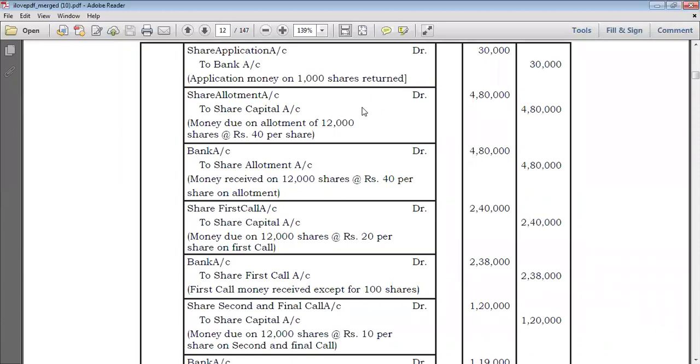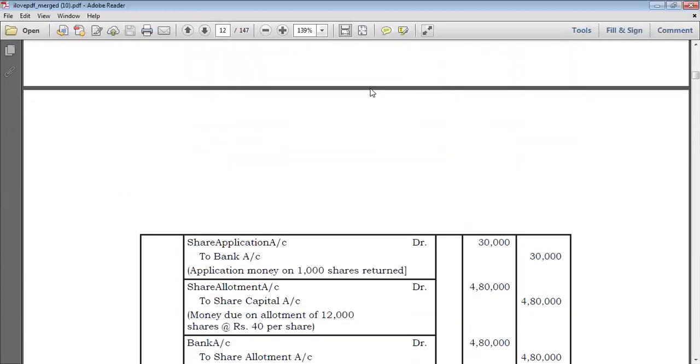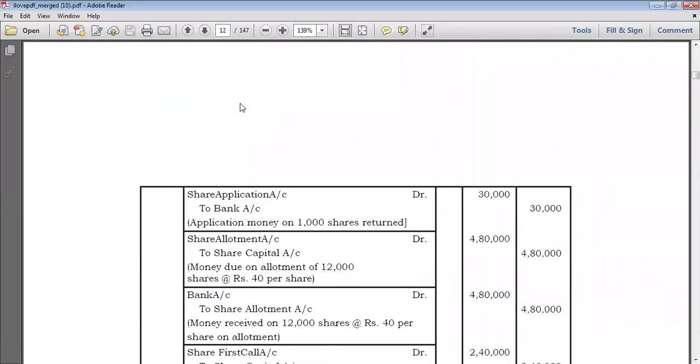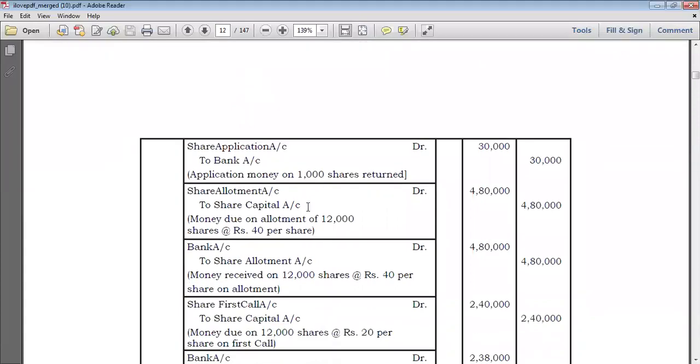Then, after receiving the application money, the company will allot the shares to shareholders. The allotment money is 40 rupees on each share, as mentioned in the question. So the company allots 12,000 shares, and the allotment money will be 12,000 multiplied by 40, that is 4,80,000. What entry will be passed? Share allotment account debit to share capital, 12,000 multiplied by 40, that is 4,80,000.